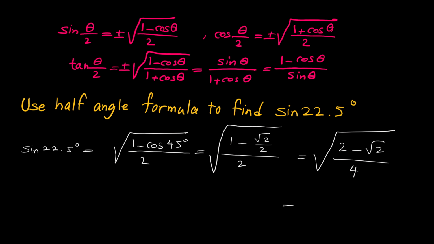If we simplify this answer, it equals 2 in the denominator, because the square root of 4 is 2. And in the square root, we have 2 minus radical 2. So this is our final answer. Sine of 22.5 degrees is the square root of 2 minus radical 2, all over 2.